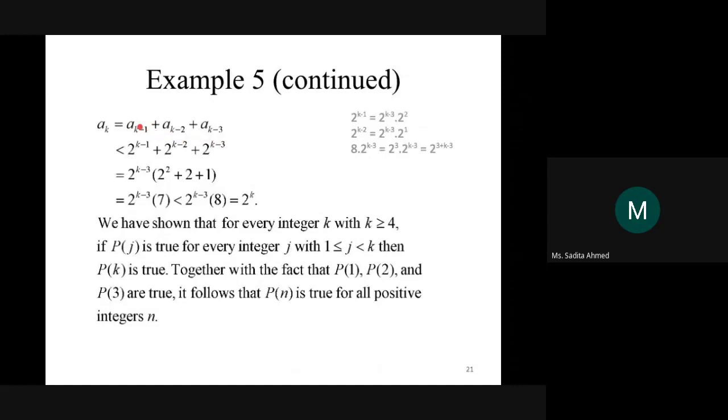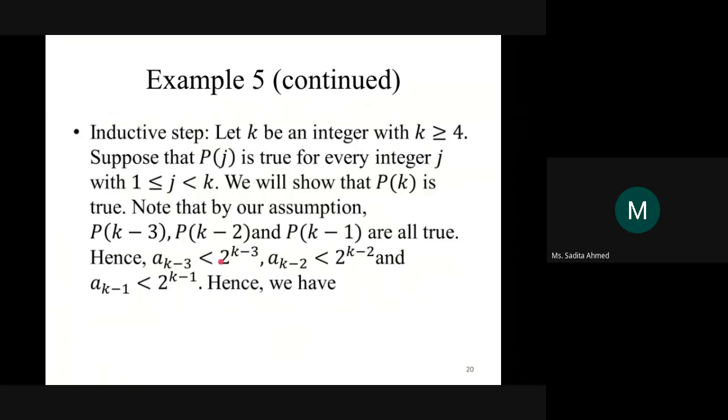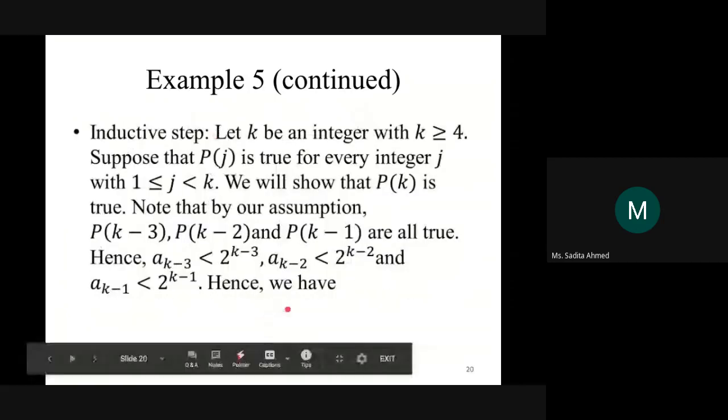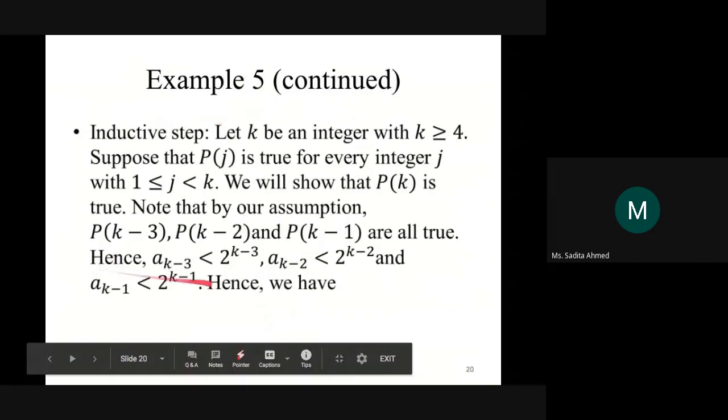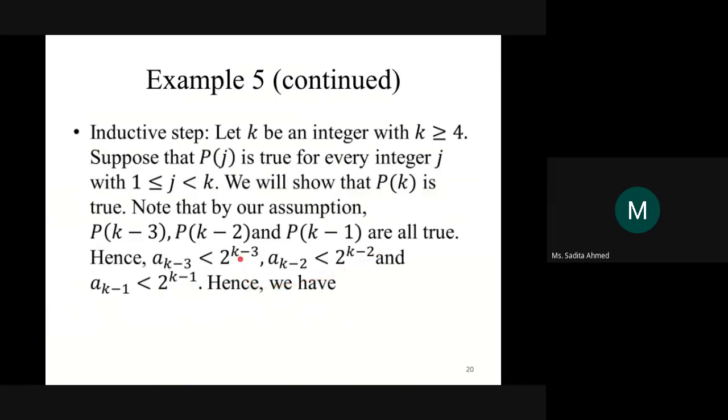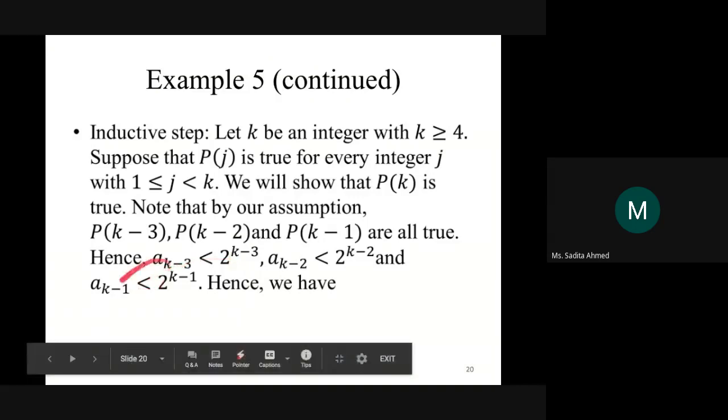Now, a_{k-1} is less than 2 to the power of k minus 1. a_{k-2} is less than 2 to the power of k minus 2. a_{k-3} is less than 2 to the power of k minus 3. So here, if you sum these three up, and then on the right hand side, if you sum them up as well, 2 to the power of k minus 1 plus 2 to the power of k minus 2 plus 2 to the power of k minus 3, can we not say that the left hand side summation will be lesser than the summation on the right hand side, right?